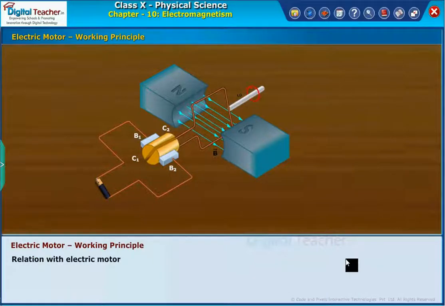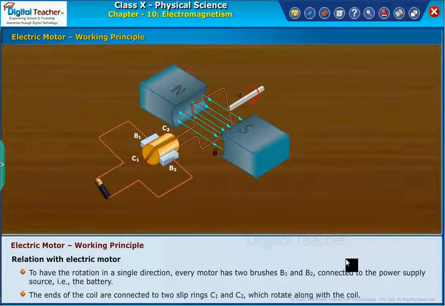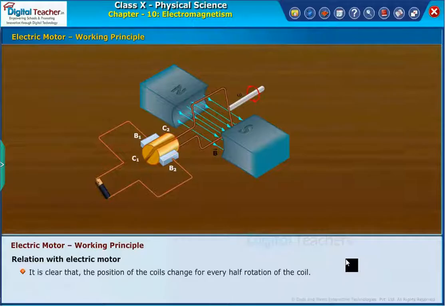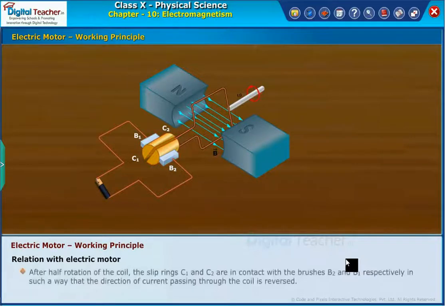Relation with electric motor. To have the rotation in a single direction, every motor has two brushes B1 and B2 connected to the power supply source, that is the battery. The ends of the coil are connected to two slip rings C1 and C2 which rotate along with the coil. It is clear that the position of the coil changes for every half rotation of the coil. Initially, the slip rings C1 and C2 are in contact with the brushes B1 and B2 respectively. After half rotation of the coil, the slip rings C1 and C2 are in contact with the brushes B2 and B1 respectively, in such a way that the direction of current passing through the coil is reversed.